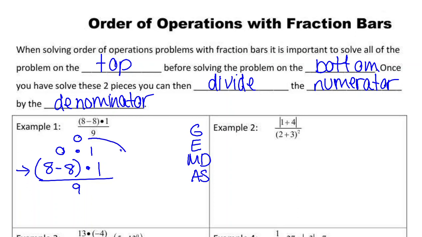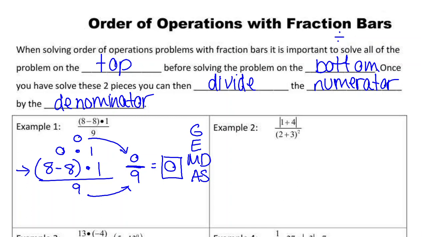Now I have to take these two pieces and put them together. 0 was on top of the fraction, 9 was on the bottom of the fraction. And if I do 0 divided by, because a fraction bar just means division, 0 divided by 9 would be 0. And that is the answer to your first problem.